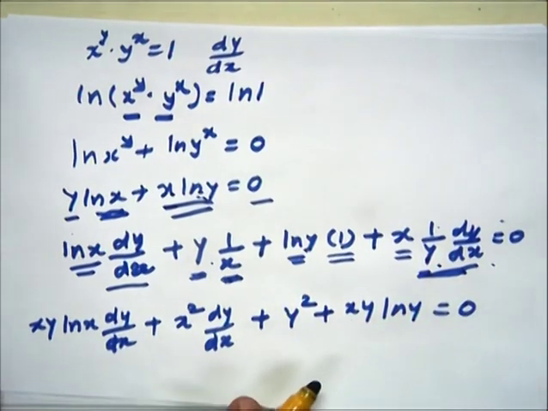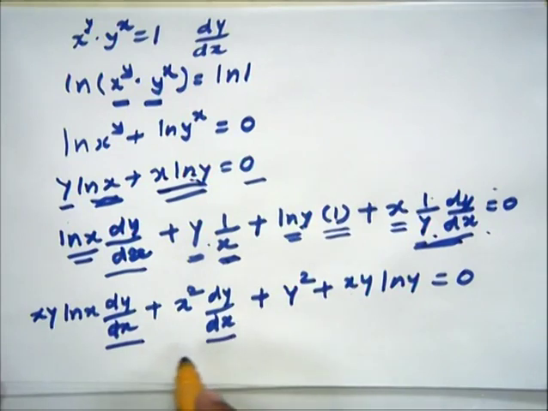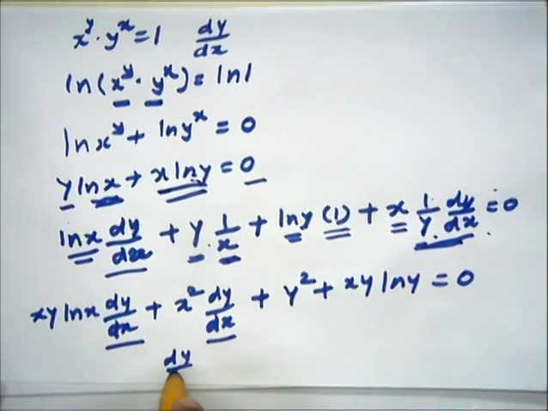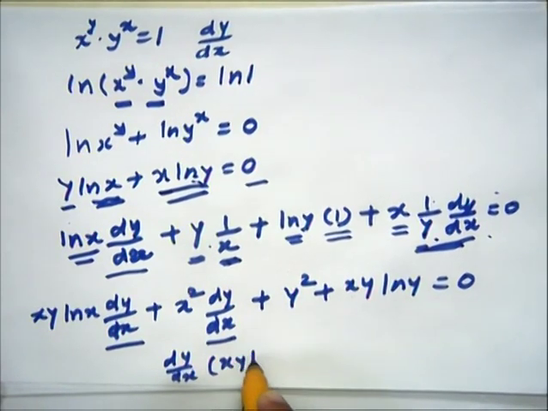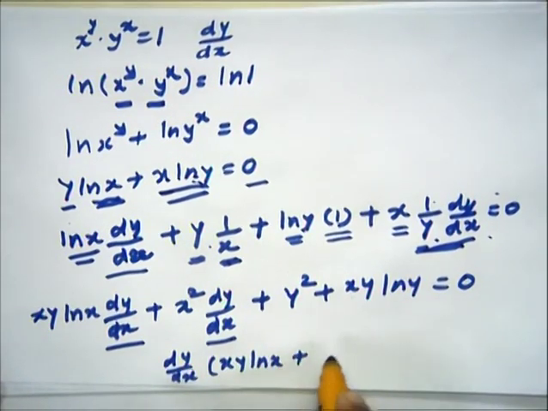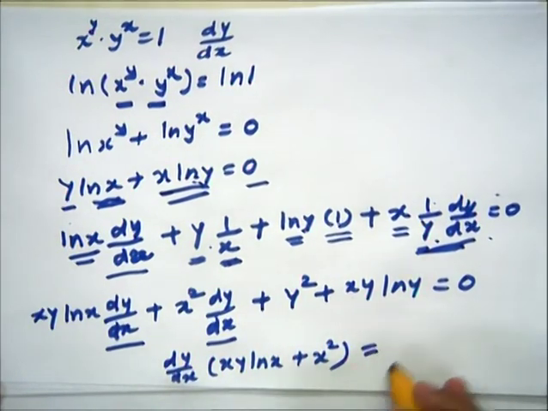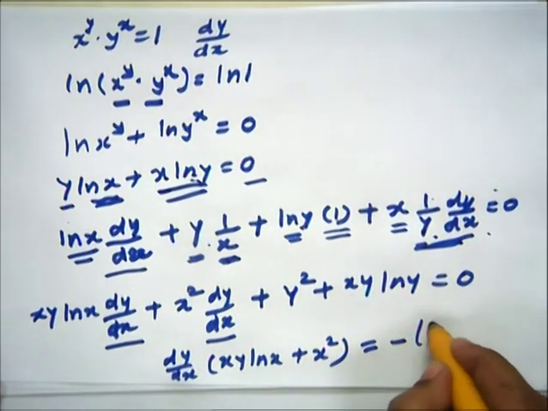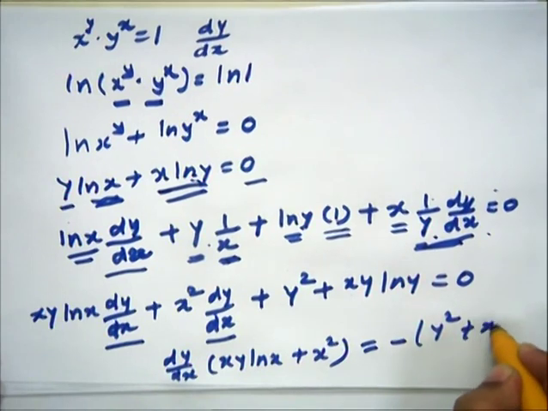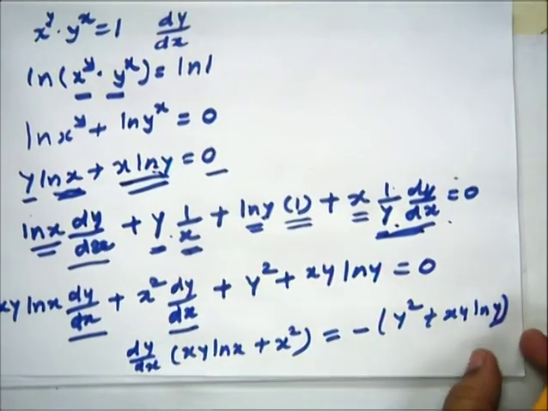Now if we take dy by dx common from these two terms, we have xy log x plus x square, and the remaining terms we take on the opposite side, so we have minus y square plus xy log y.